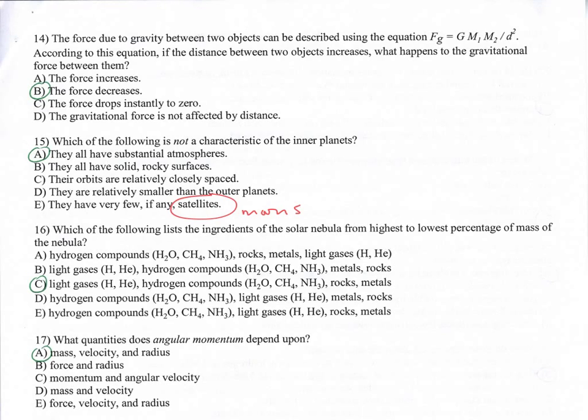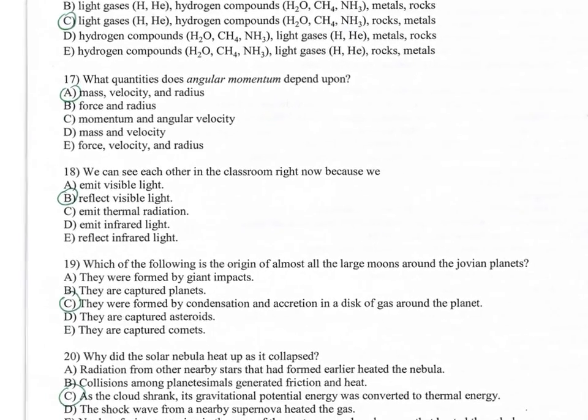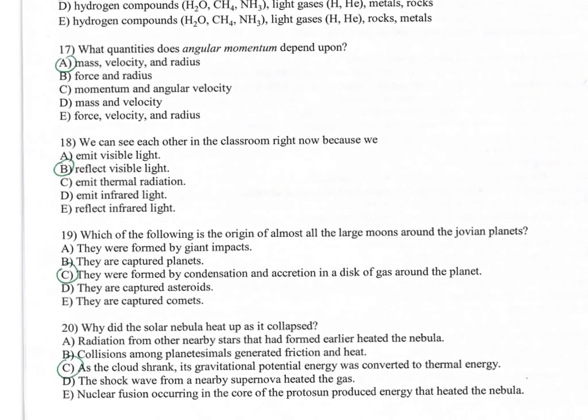Question 16, which of these list the ingredients of our solar nebula from most abundant to least abundant? The answer there is C. Light gases were far more abundant, followed by our hydrogen-containing compounds, and then rocks and metals. Question 17. Angular momentum depends upon mass, velocity, and radius is the best answer there.